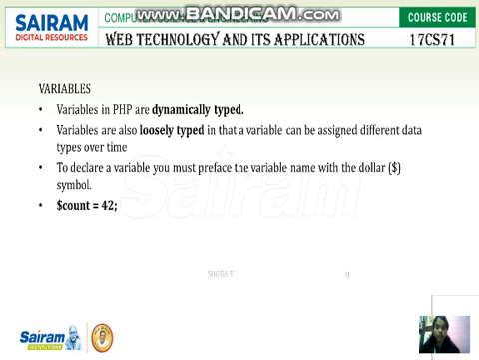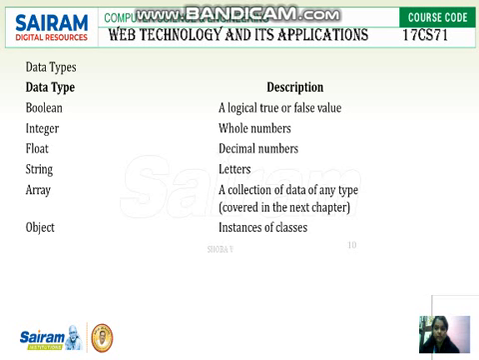For example, dollar count equals 42. So count is the name of a variable, and before that I have used a dollar sign. That variable's value is 42, followed by a semicolon. If, for example, before count I am not using a dollar symbol, then your PHP file won't access this code. And the data types and their description we are going to see next.